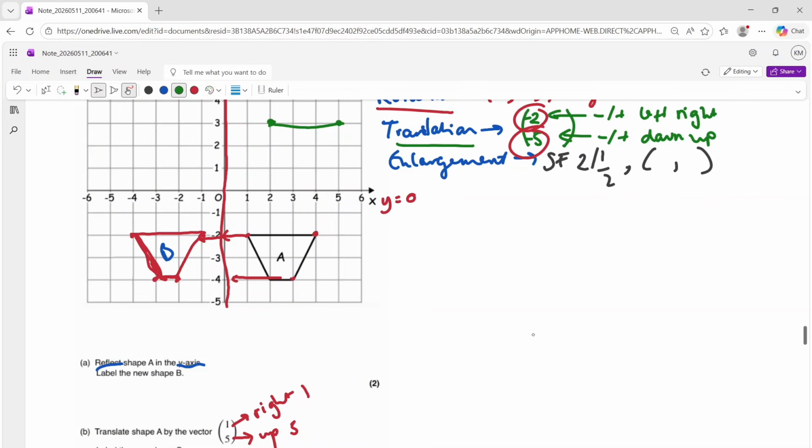But my new shape will end up being like this. So every point has been moved, the whole shape has been moved right 1 and up 5, and it's told me to label that C. So I'm going to rub that bit out there, and I'm going to label that C. So that is my translation for 2 marks.